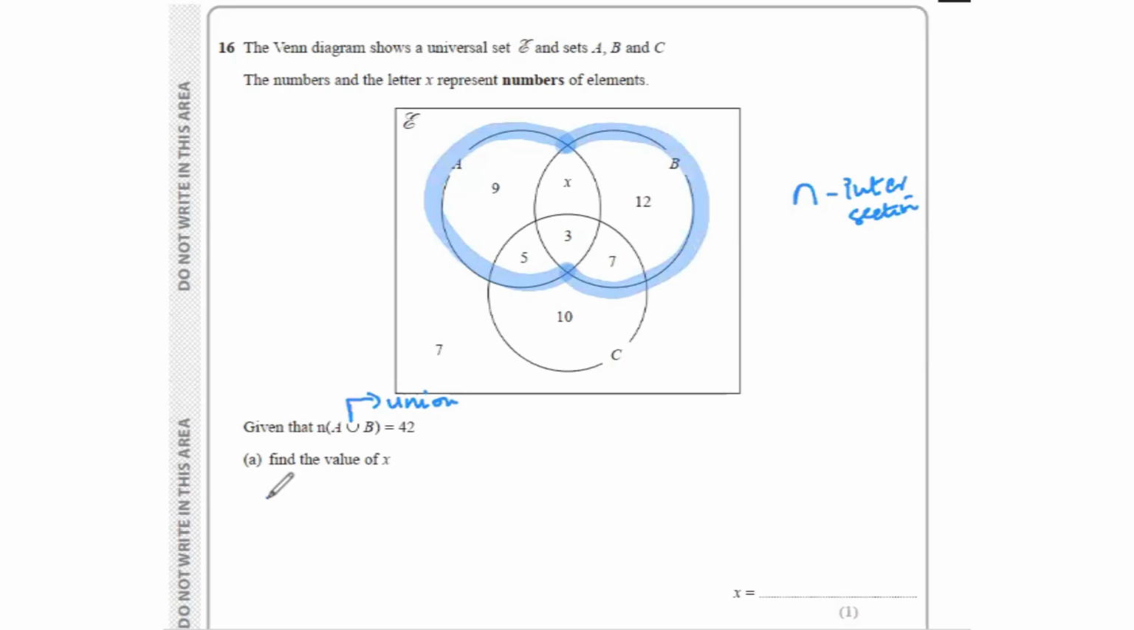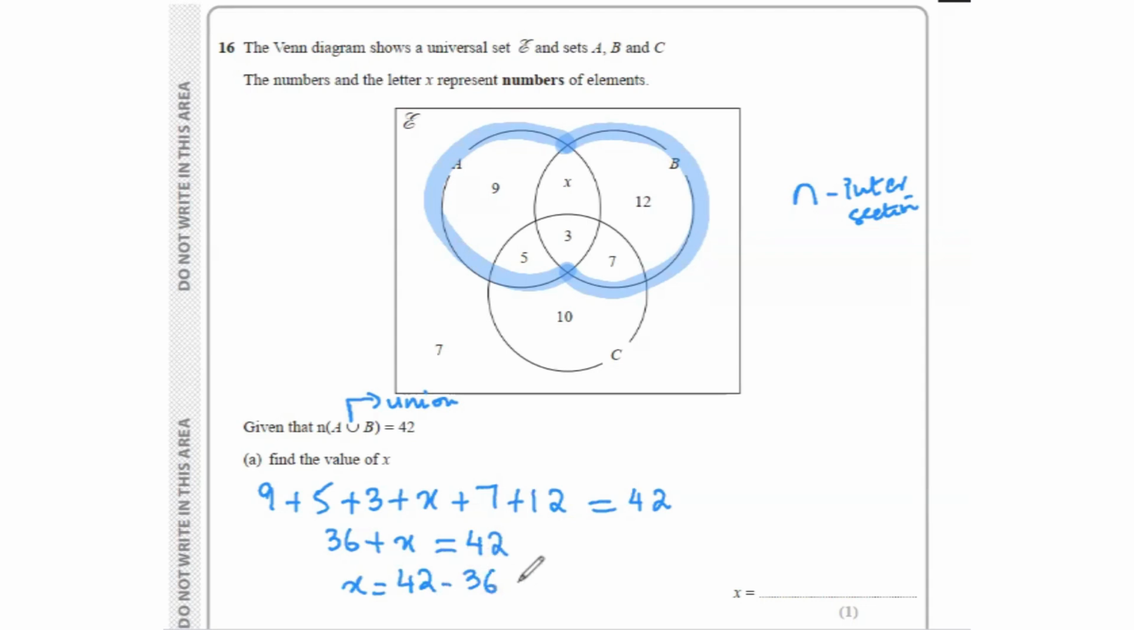So that's going to be 9 plus 5 plus 3 plus x plus 7 plus 12, and that equals 42. Let's collect the like terms. So that's going to be 36 plus x equals 42. x is going to be 42 minus 36, which equals 6. So x is 6.